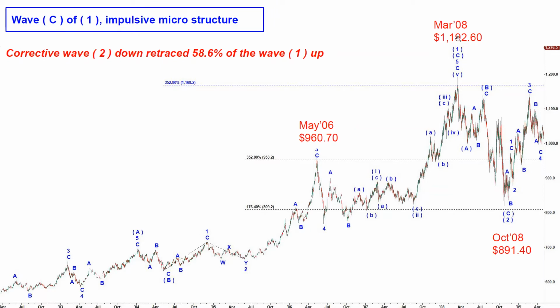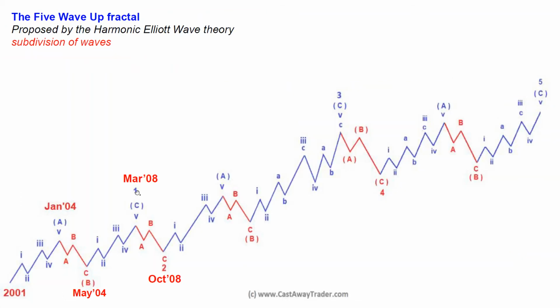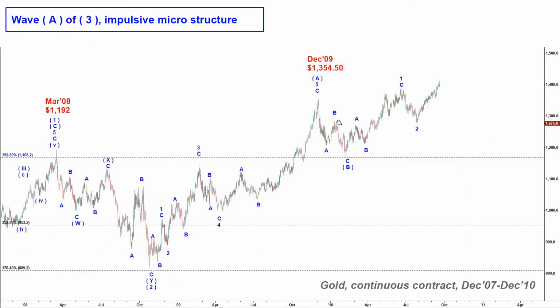This is how it looks. From 1,192.60, wave 2 drops prices down to 891.40. This is how it looks now. We got A up, B down, and C up, followed by ABC, corrective ABC in corrective wave 2 down, which bottomed in October 2008. And off that bottom, we should get the strongest part of the rally in wave 3, which itself is subdivided into parenthesis A up, parenthesis B down, parenthesis C up.